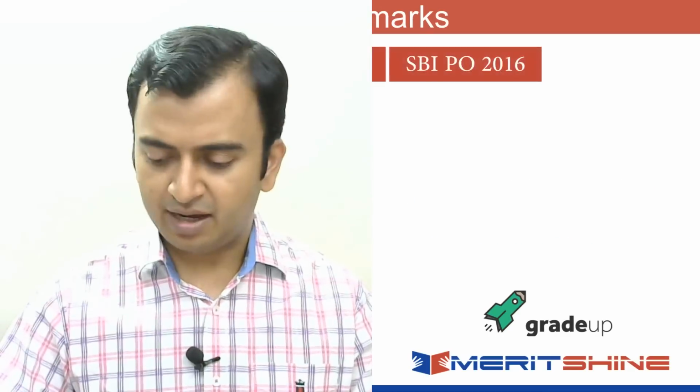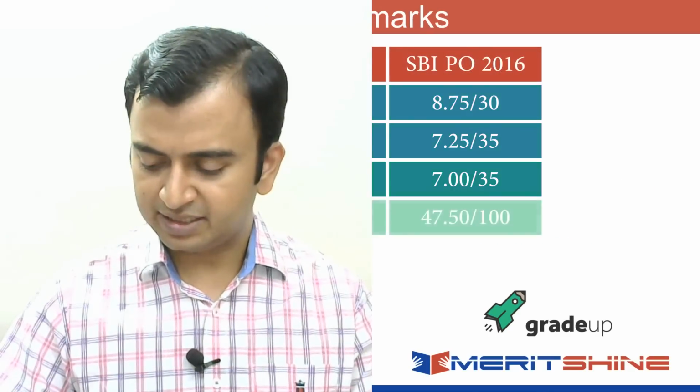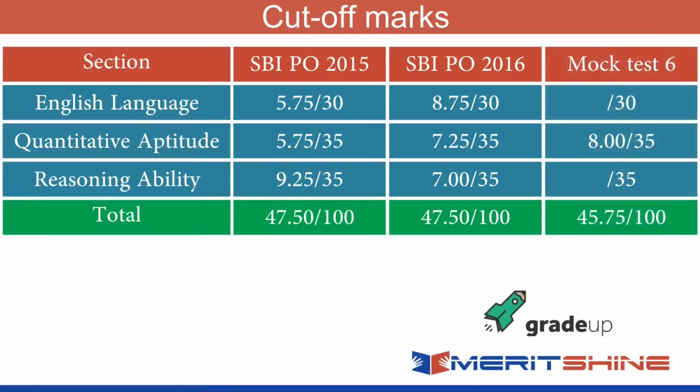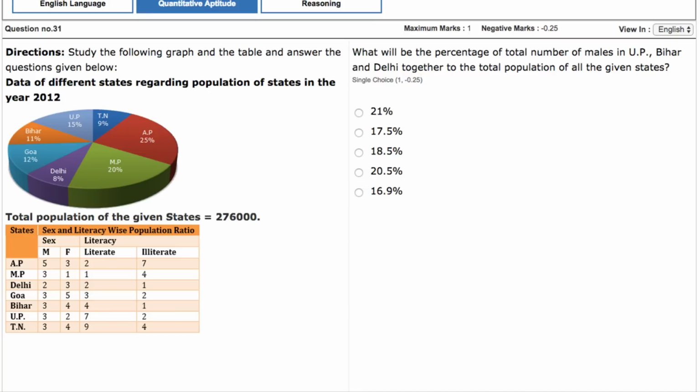So the cutoff marks, etc., I don't think it is required, but I'll still show you. I'll just move out of the screen and show you. The cutoff for this test was 45.75. So we'll see if in 3 days we are able to reach there. Maths cutoff will be around 8. Fairly simple paper. We will see about it. Okay. So now I'll just come back again.